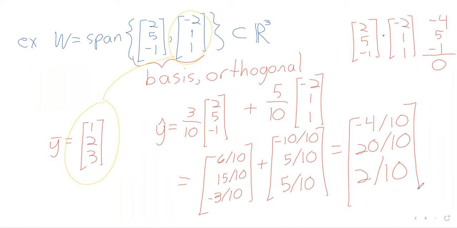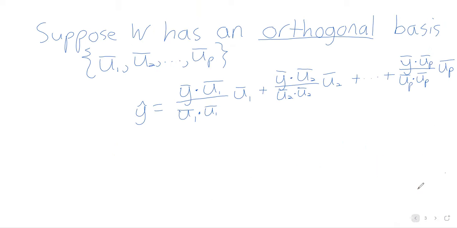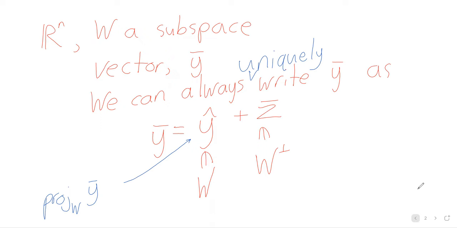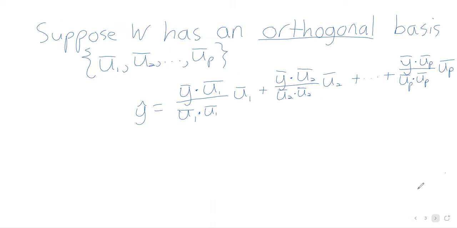And we can find z as well if we want it. I only explicitly gave a formula for y hat. But y equals y hat plus z. So if we wanted z, it could be gotten simply by subtracting those vectors.